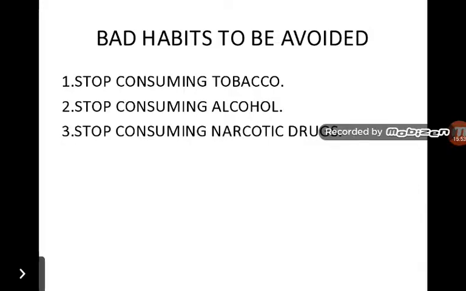So drugs, alcohol and tobacco all ultimately result in death. These three things are too harmful for our body. If we have to maintain our own healthy hygiene, then we should avoid these three.